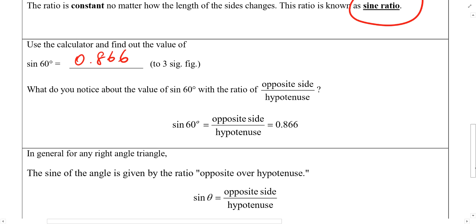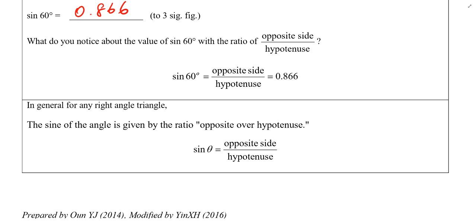So this last ratio is known as the sine ratio. You can key in your calculator sine 60, you get 0.866. And now, last one, sine theta is opposite over hypotenuse.